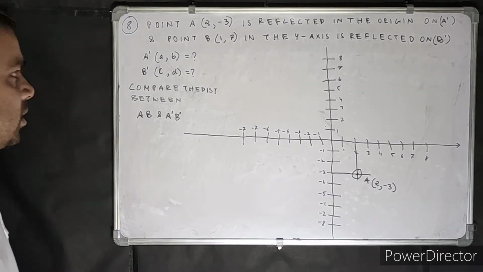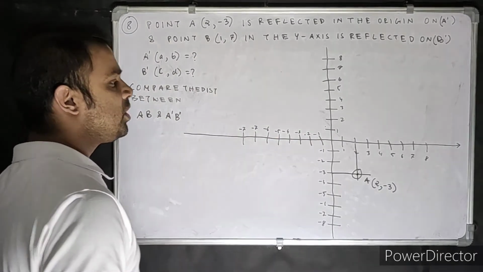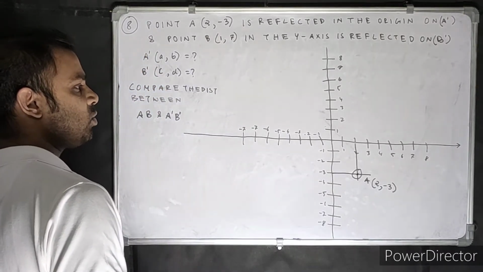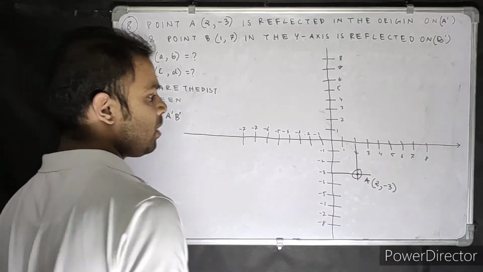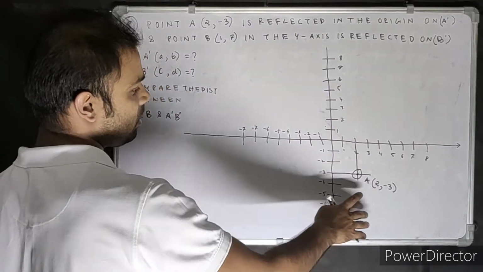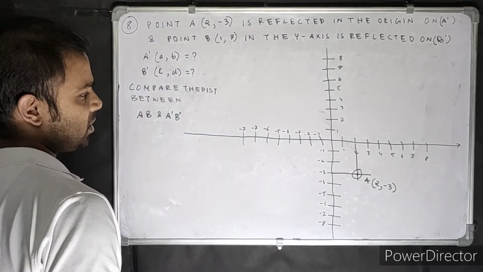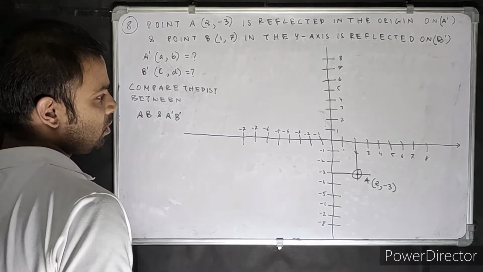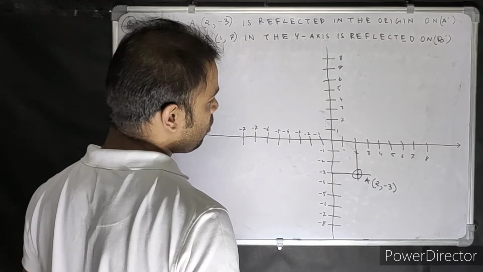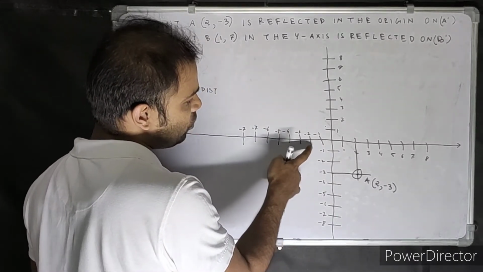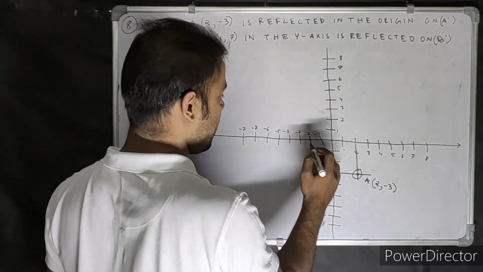Now let's reflect this in the origin. Now when you reflect this in the origin, then it becomes what? See, this becomes minus 2 and this becomes plus 3. So we have to go to minus 2, that is negative this way, minus 2 in the x-axis and plus 3 in the y-axis.